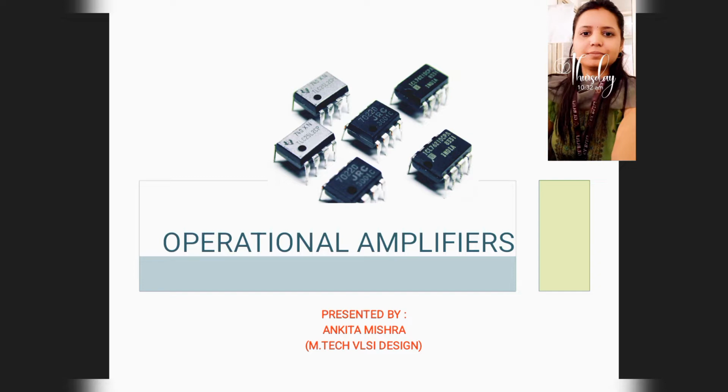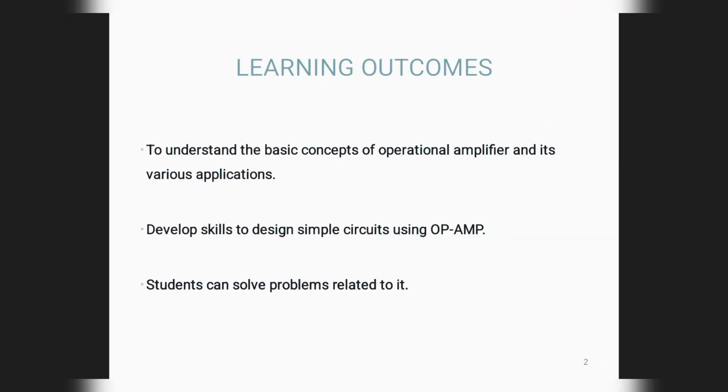I will be explaining today the topic operational amplifiers, the IC that is used to make op-amp is IC 741 generally. My learning outcomes for this topic will be the students will be able to understand the basic concepts of op-amp and its various applications. They can develop skills to design simple circuits using op-amp. They can be able to solve problems related to it.